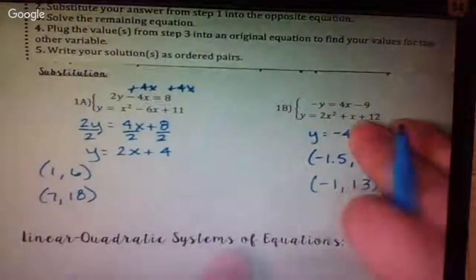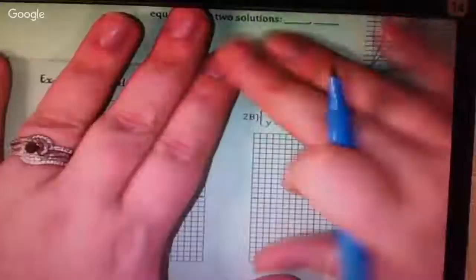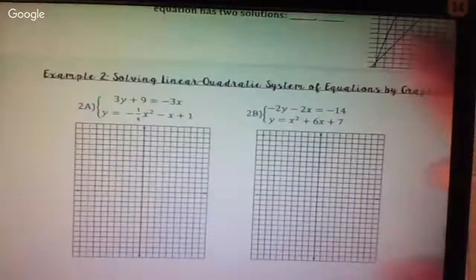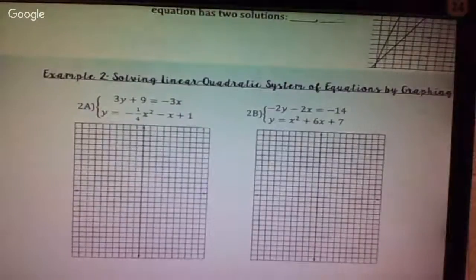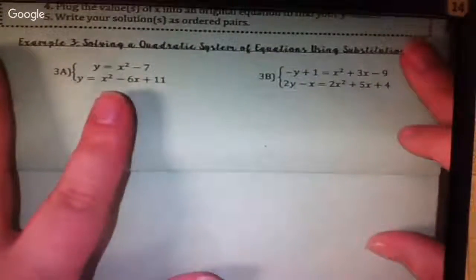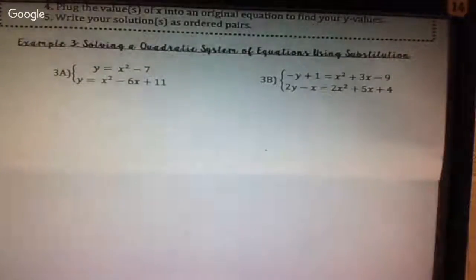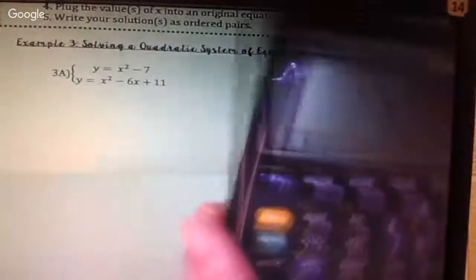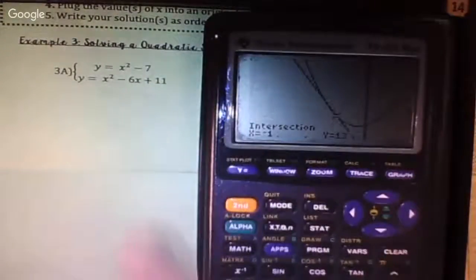If you flip that page, we're still dealing with linear and quadratic. So I think we're going to skip that one for now. We just did 2. Now we're doing quadratic systems of equations. Okay, so I've got 2 quadratics. So when I graph these, it's going to look like 2 parabolas. No more lines. Parabolas only. Okay?